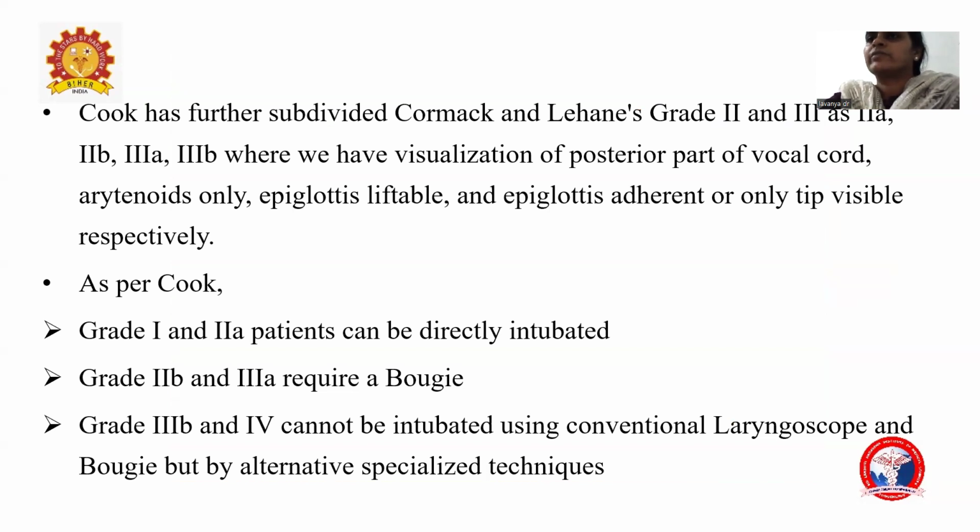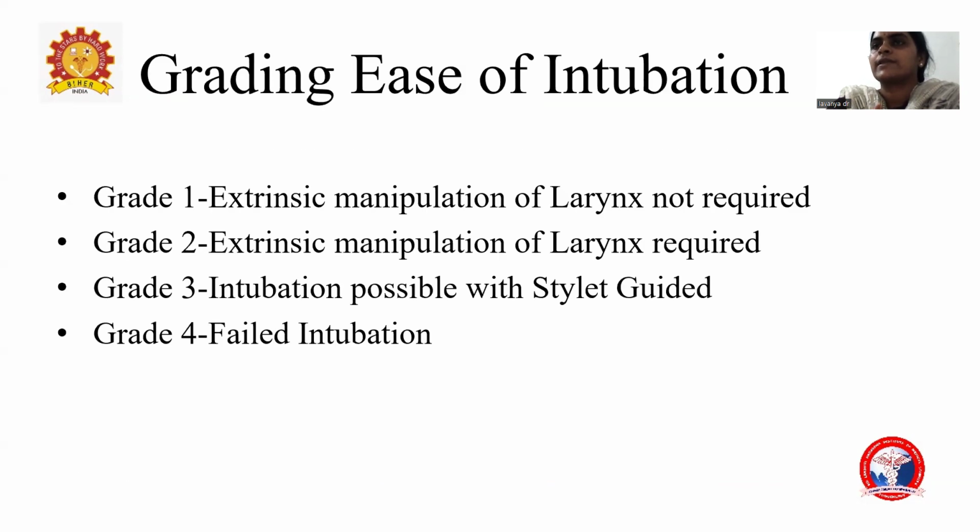Cook has further subdivided Cormack grades 2 and 3 into A and B. Grade 2A means visualization of the posterior part of the cords, and 2B means only the arytenoids visible. 3A means the epiglottis can be lifted and 3B means the epiglottis is adherent. As per Cook, grades 1 and 2A patients can be directly intubated. 2B and 3A require fiberoptic bronchoscopy. 3B and 4 cannot be intubated using conventional laryngoscopy, so use other alternative specialized techniques.